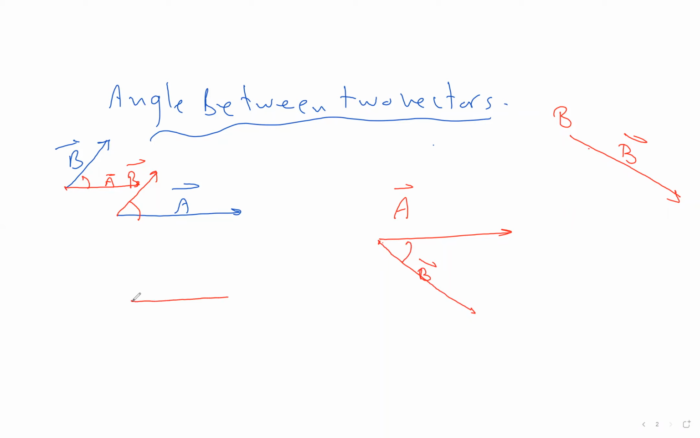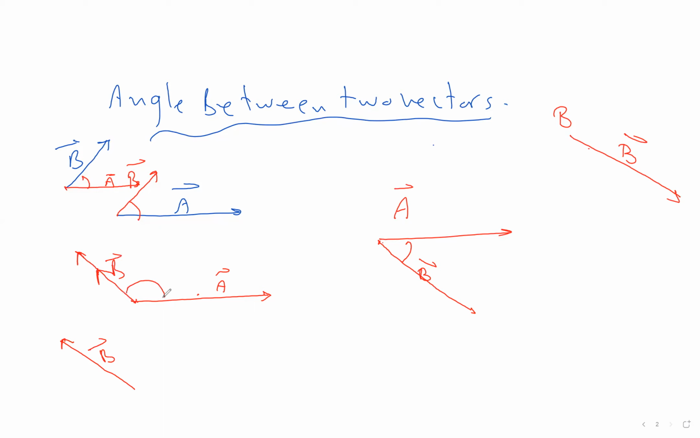And if vector A is like this and vector B is like this, again we need the geometrical representation of one of them at the initial point of the other. We can transfer this one here. Vector B is like this, parallel and equal, and we need this angle.